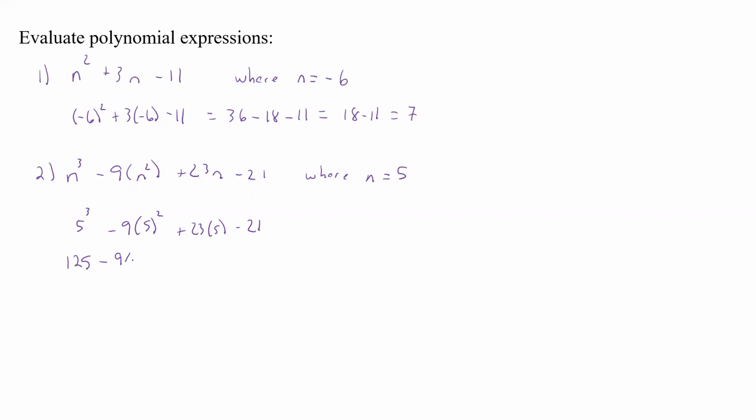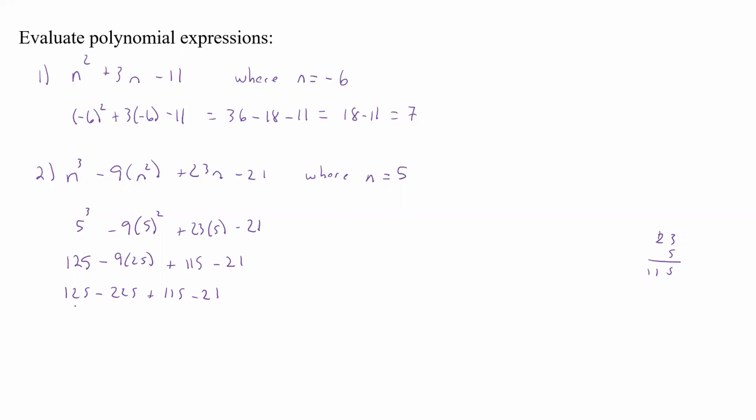Minus 9 times 25, so let's get rid of the squared first. And then plus 23 times 5, that's 115. And so we have 115, and then we still have our minus 21. Now we also have to take 9 25s. Well, if we have 8 25s, that's 200, and one more is 225. So we have 125 minus 225 plus 115 minus 21. And now we just add them all together.